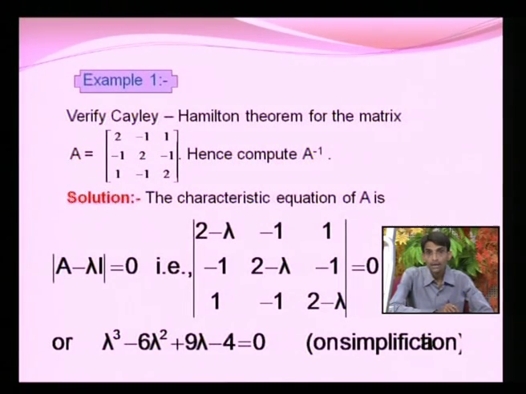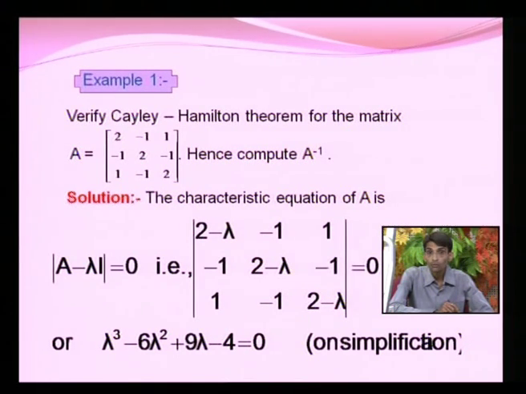Students should try to expand the determinant and find the characteristic equation: lambda cube minus 6 lambda square plus 9 lambda minus 4 is equal to 0. So this is the homework for the students, to find this equation. Okay, so the characteristic equation will be lambda cube minus 6 lambda square plus 9 lambda minus 4 is equal to 0. Here we need to verify the Cayley-Hamilton theorem.